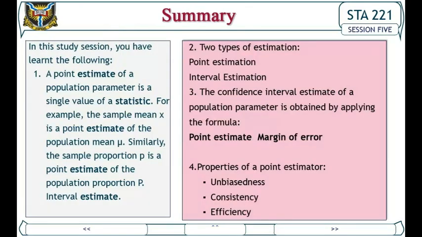Summary. In this study session, you have learned the following. 1. A point estimate of a population parameter is a single value of a statistic. For example, the sample mean X bar is a point estimate of the population mean mu. Similarly, the sample proportion P bar is a point estimate of the population proportion P. Interval estimate. 2. Two types of estimation: point estimation and interval estimation. 3. The confidence interval estimate of a population parameter is obtained by applying the formula point estimate plus or minus margin of error.